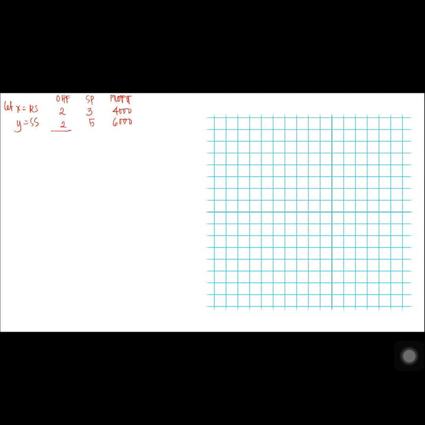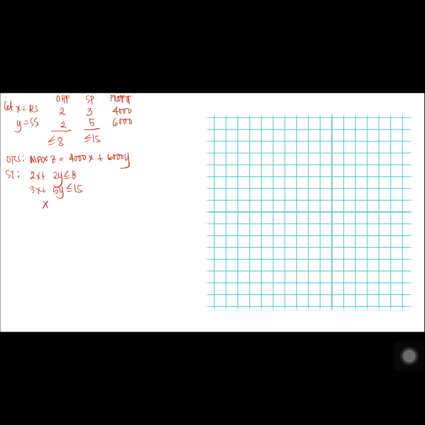Okay, so the open heart furnace is available for 8 hours only, so that's less than or equal to 8. And for the soaking pit, it's available for 15 hours only. Our objective is to maximize our profit, that is equal to 4,000x plus 6,000y, subject to, what are our constraints? We have 2x plus 2y is less than or equal to 8, and 3x plus 5y is less than or equal to 15.